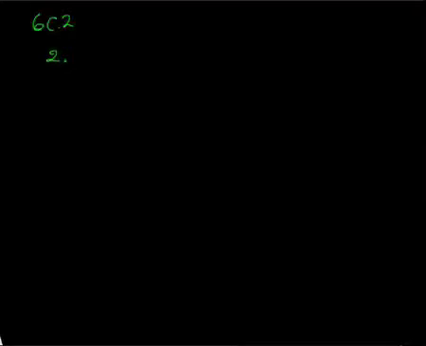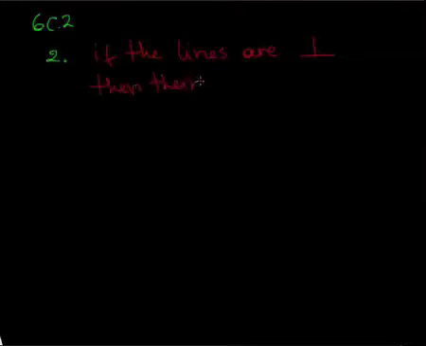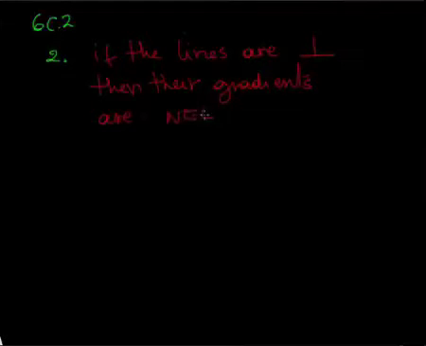Here it's very important that you remember that if the lines are perpendicular, this is the sign for perpendicular, then the gradients or the slopes are, and this is very important, negative reciprocals. What does that mean, negative reciprocal?